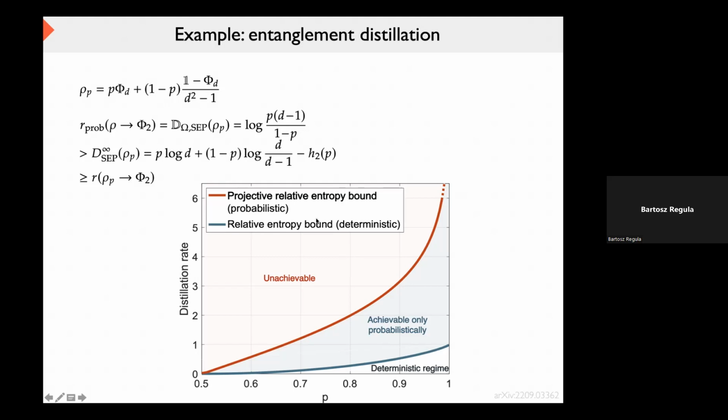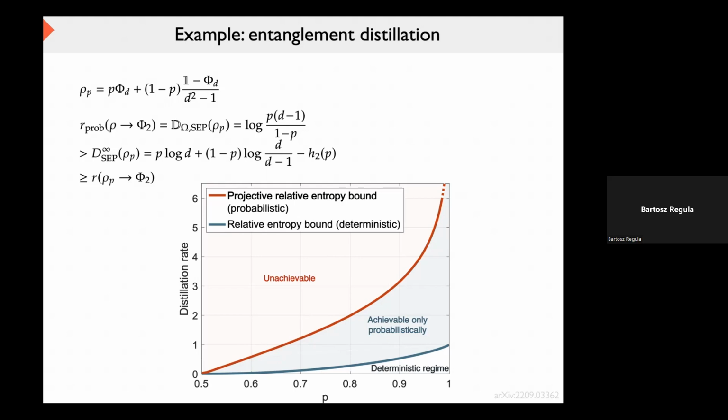But our projective relative entropy bound is given by this red line here. And this is the tightest, it's again, an achievable bound. So it actually is possible to reach it. And so every protocol in this regime is achievable, but only in this probabilistic setting. So we should see that we can strictly go beyond the usual Shannon theoretic regimes.